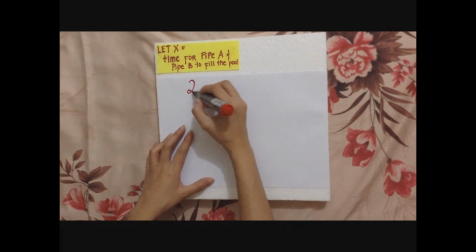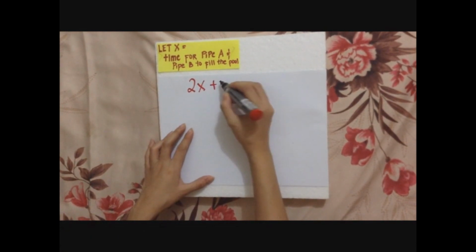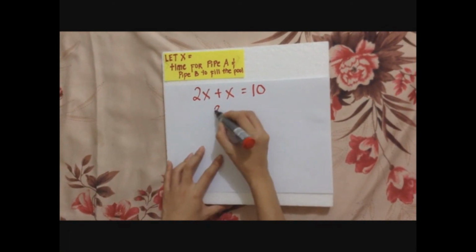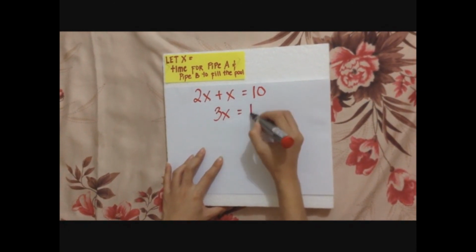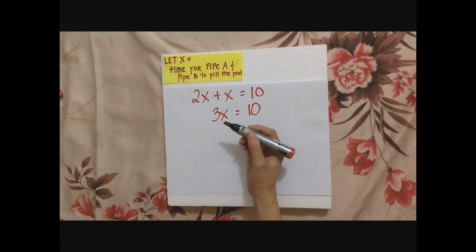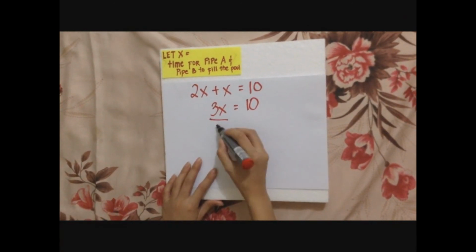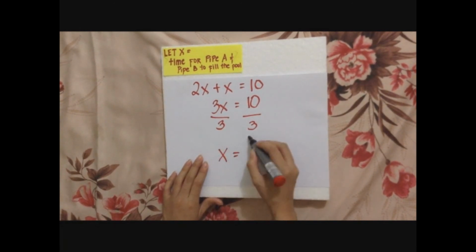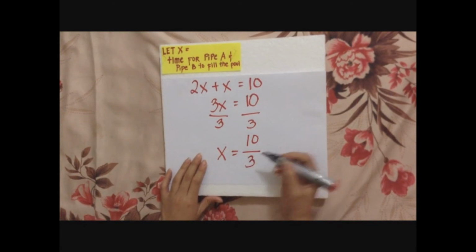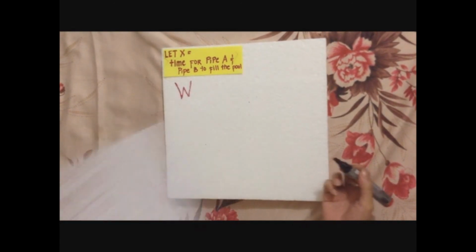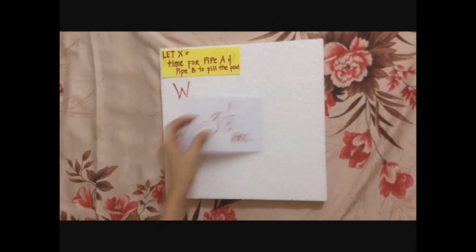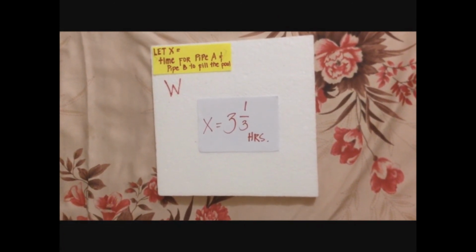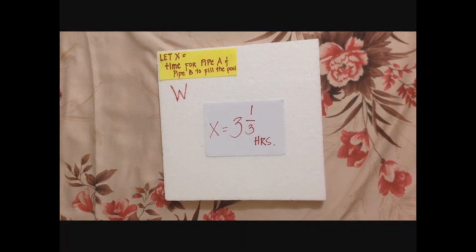From the previous equation, 2x plus x is equal to 10. 2x plus x is 3x equals 10. Then to isolate x, we have to divide both sides by 3. And then we have x is equal to 10 over 3, or in simpler terms, we have the time as 3 hours and 1 over 3 minutes for the pool to fill.